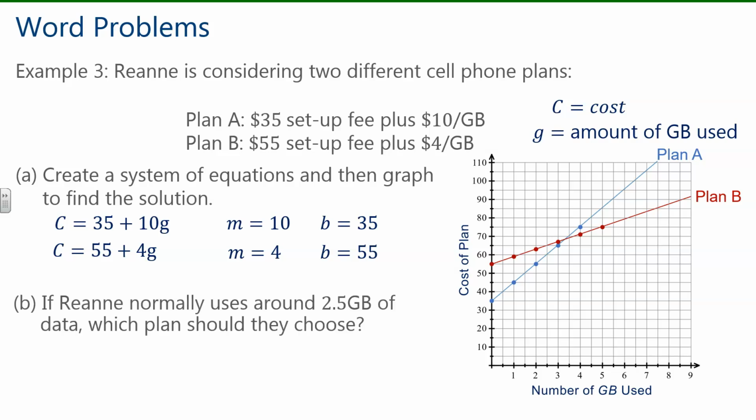Now part B of the question says, if Rianne normally uses around 2.5 gigabytes of data, which plan should they choose? So let's identify 2.5 gigabytes on the x-axis. So that would be right here. When I go straight up, I see that it touches plan A first, which corresponds to a value of $60. Now if I continue that line up a bit further until it touches plan B, I'll see that that corresponds to $65. So that means that plan A would indeed be cheaper.